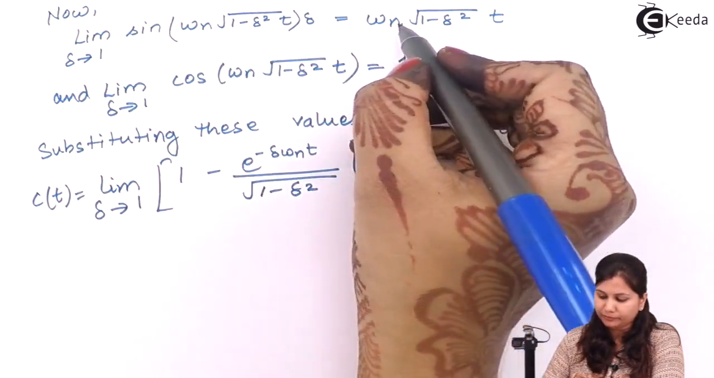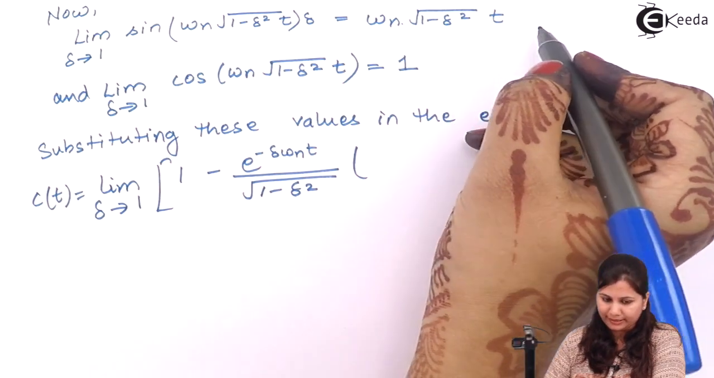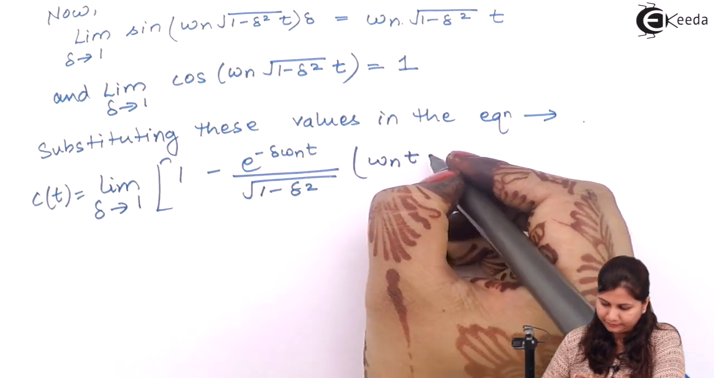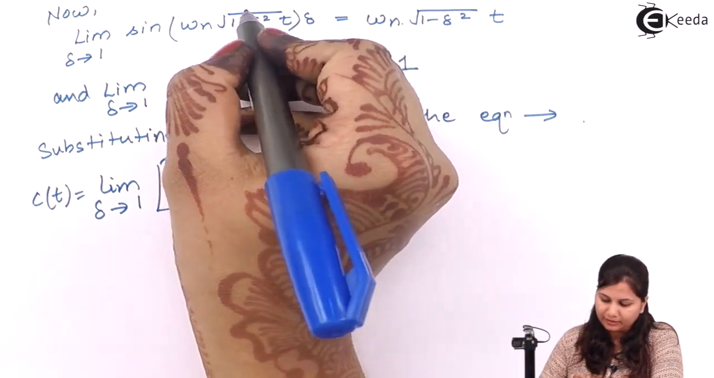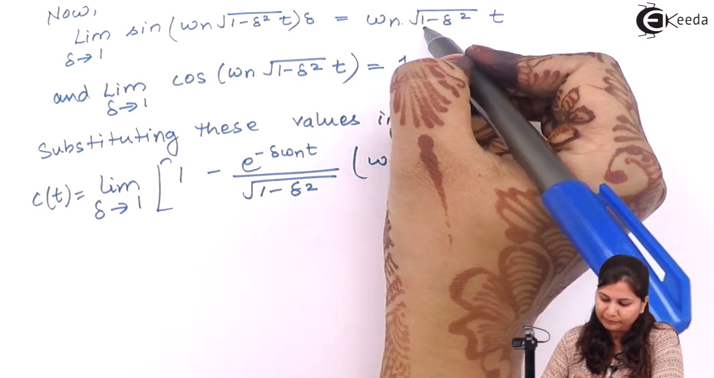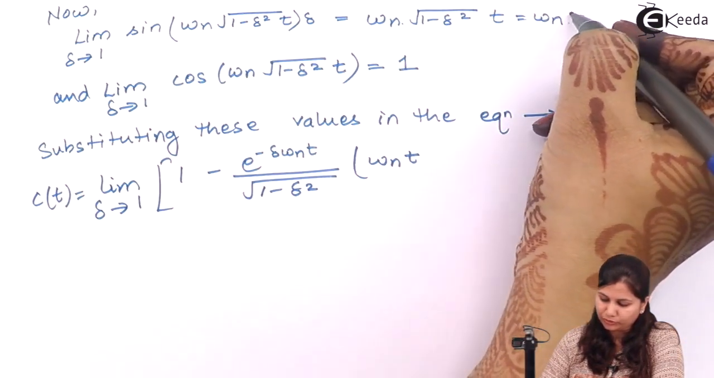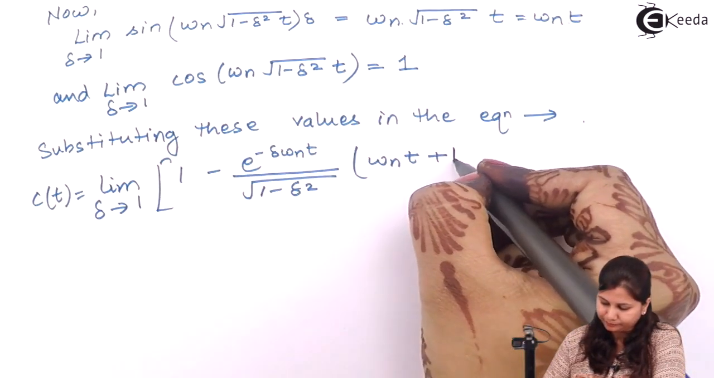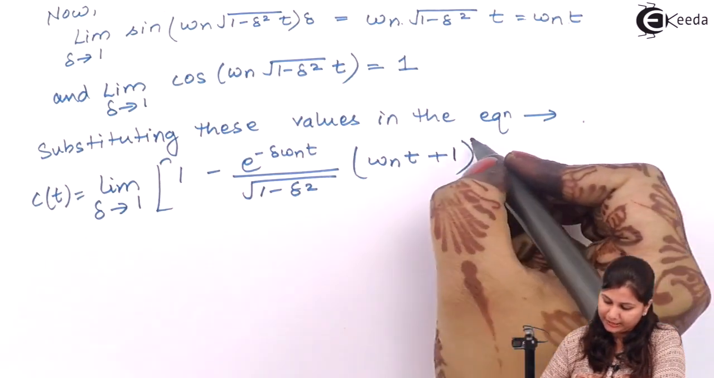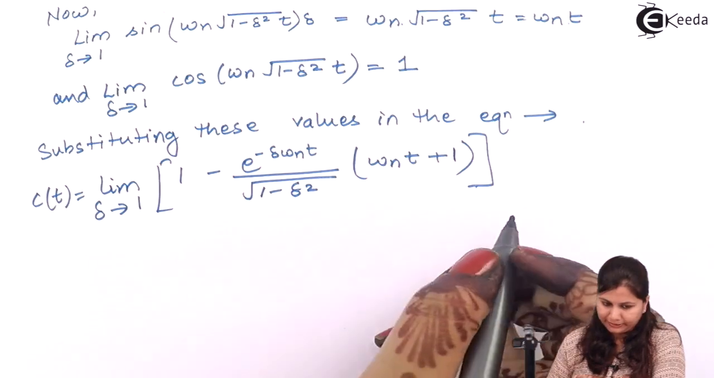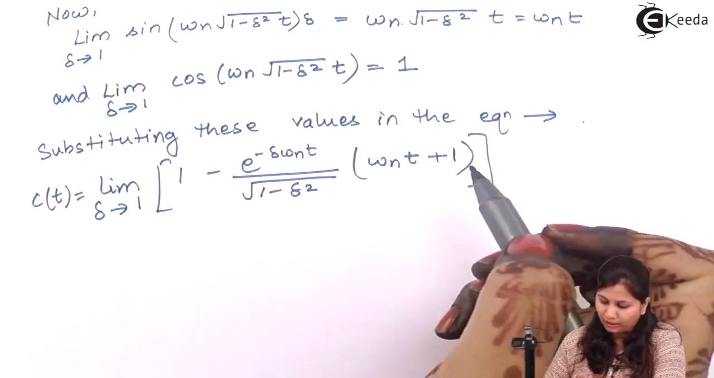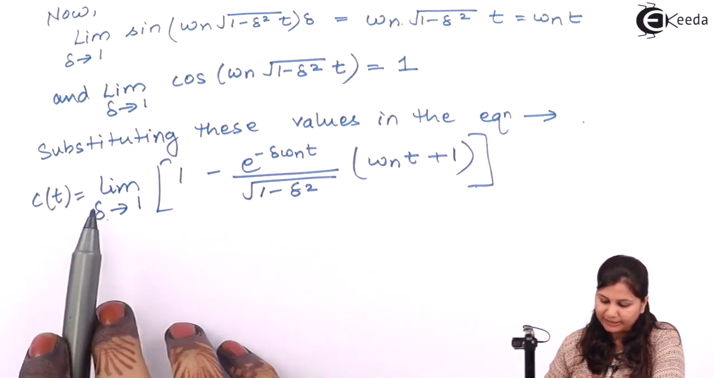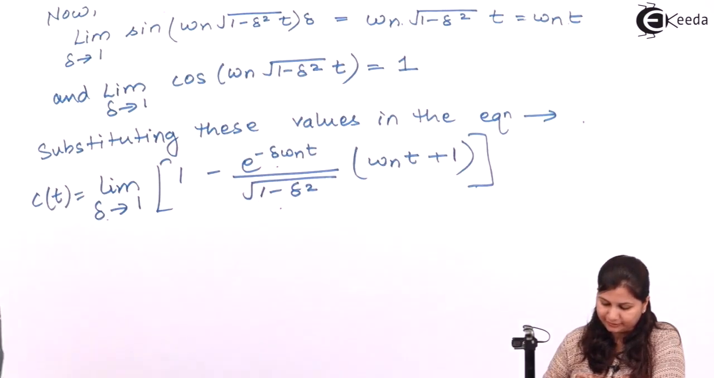The sine term will become omega n under root of 1 minus delta square t, so we will write here omega n t, because this delta term has become 1. Substitute here also, so it will become omega n t, and the cos term is equal to 1. So this has become the result when we have applied the limit on the inside terms, that is on the sine and the cos term. Now we will apply the limits as delta tends to 1 on the remaining terms.